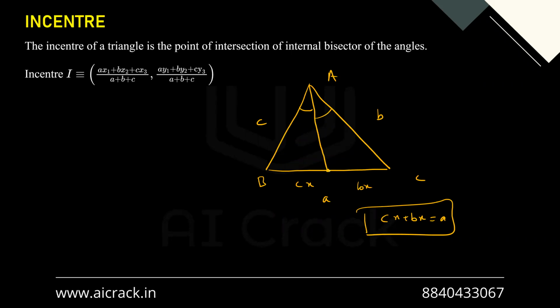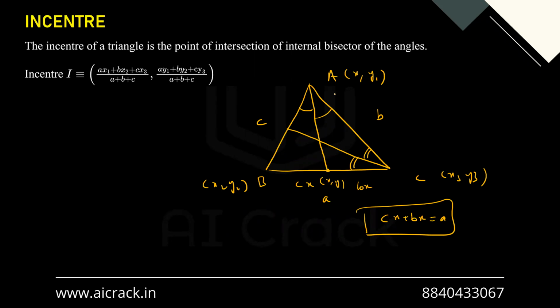Now, with the help of the section formula, you can find out the coordinates of this point. Let's say these are the coordinates x and y. Let's say this is x1, y1, this is x2, y2, and this is x3, y3. So with the help of the section formula, you can find out the coordinates of x and y, right? Now again, let me draw one more angle bisector of this particular angle C, right?